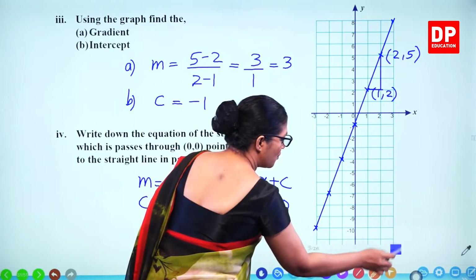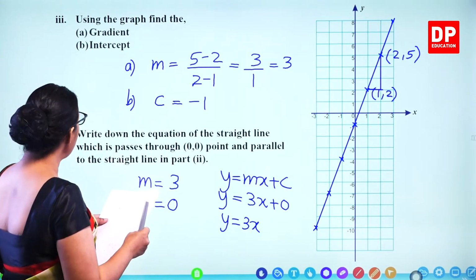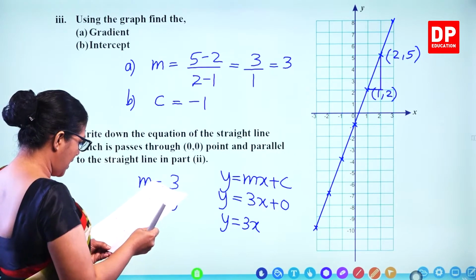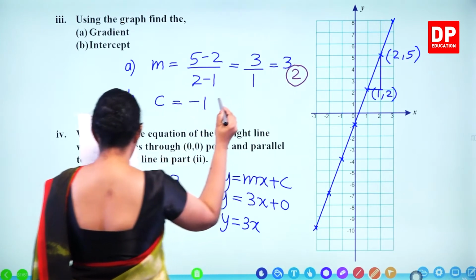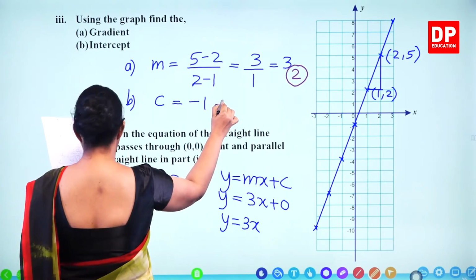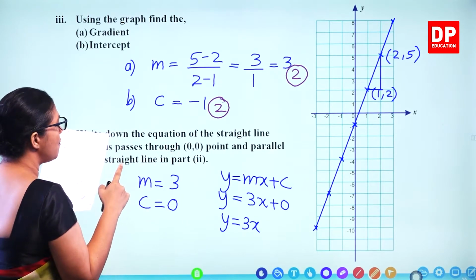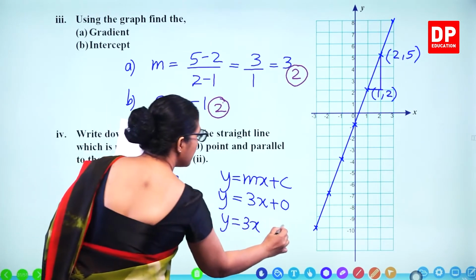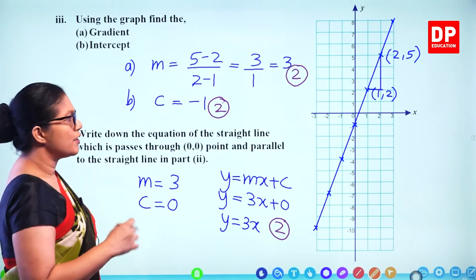So how many marks? We gave 5 marks for the earlier steps. In this one, m equals 3, 2 marks, and c equals minus 1, 2 marks. 5 plus 4, 9, and here 2, so 11 marks for the whole question.